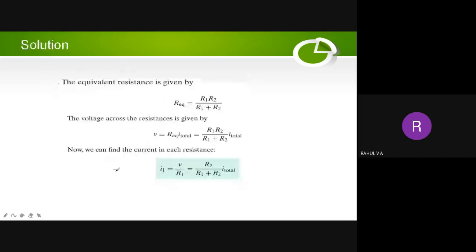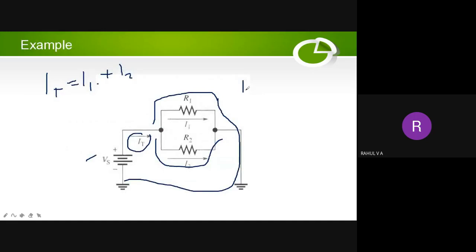Now, if you want to find out I1, the current through resistance R1, I1 is given by I total. We write the same formula model as the voltage divider, but there is a difference. If I want to find I1, in the numerator I have to write R2. So I total into R2 divided by R1 plus R2. And what is I2? I total into the opposite resistance.